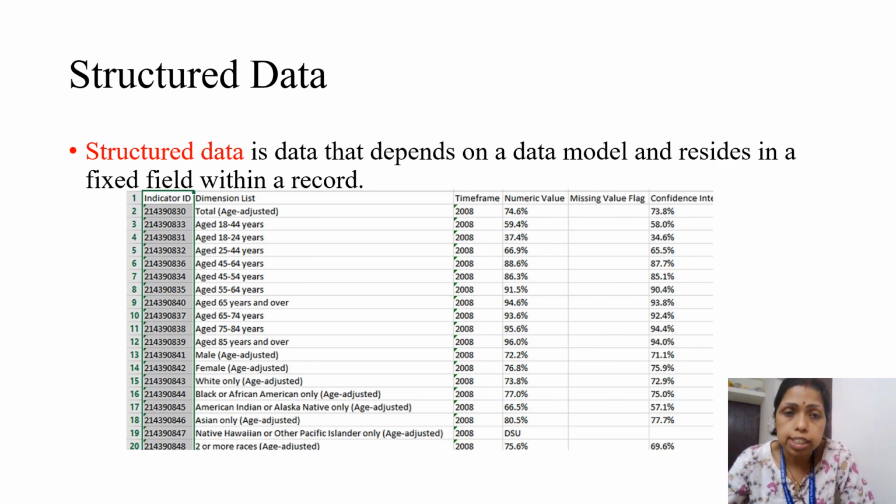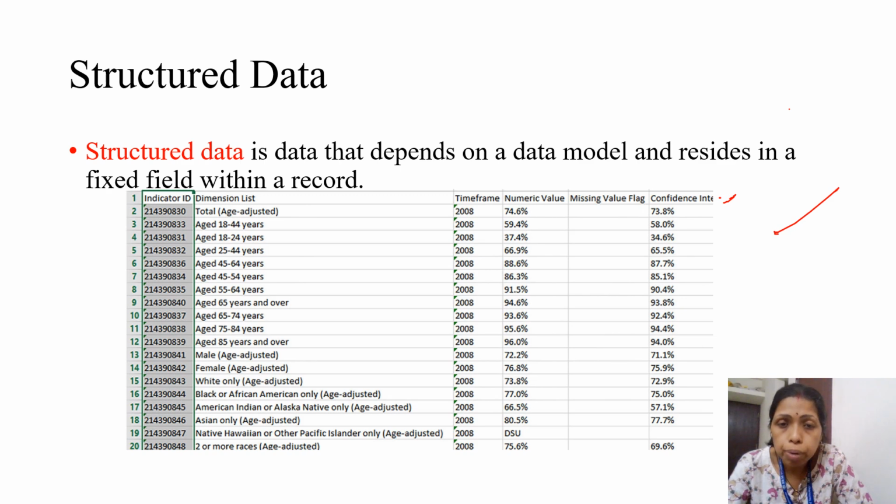Now come to structured data. There is one table you can see. In this table you can see the ID, indicator ID, dimension, time frame, numerical value, some missing values, the confidence integer. All the values are filled and organized. All the data are organized. This is the structured data.